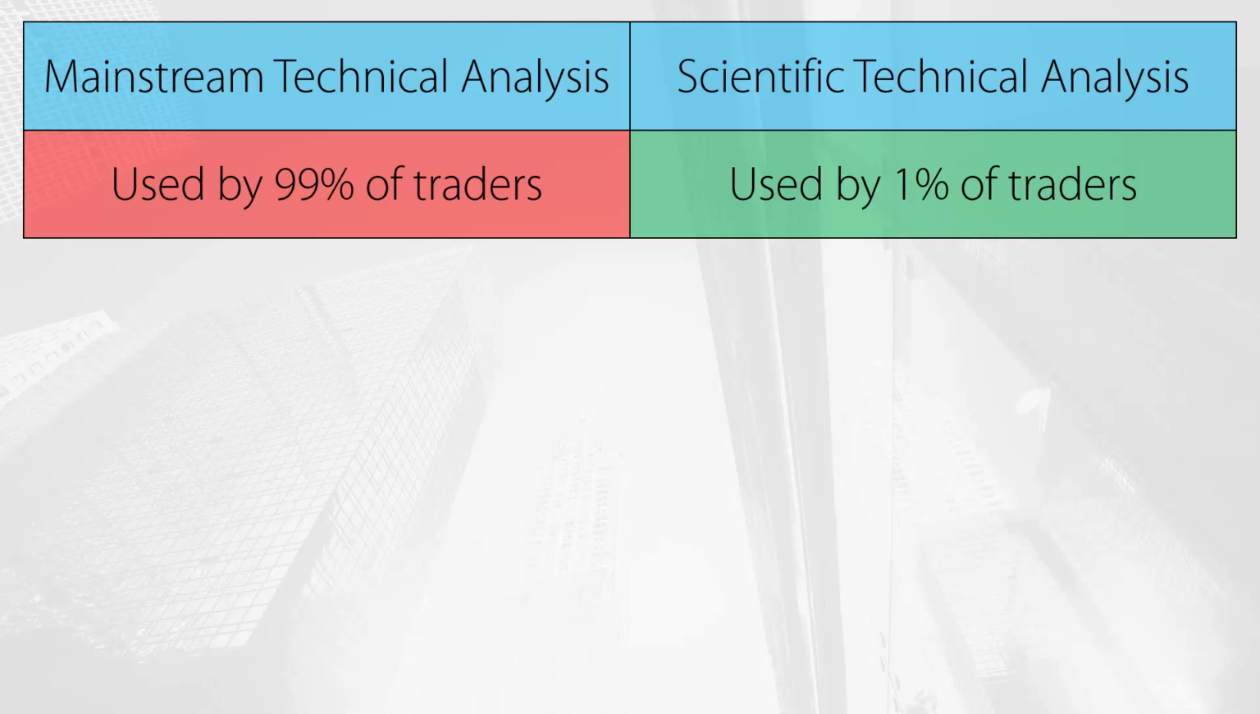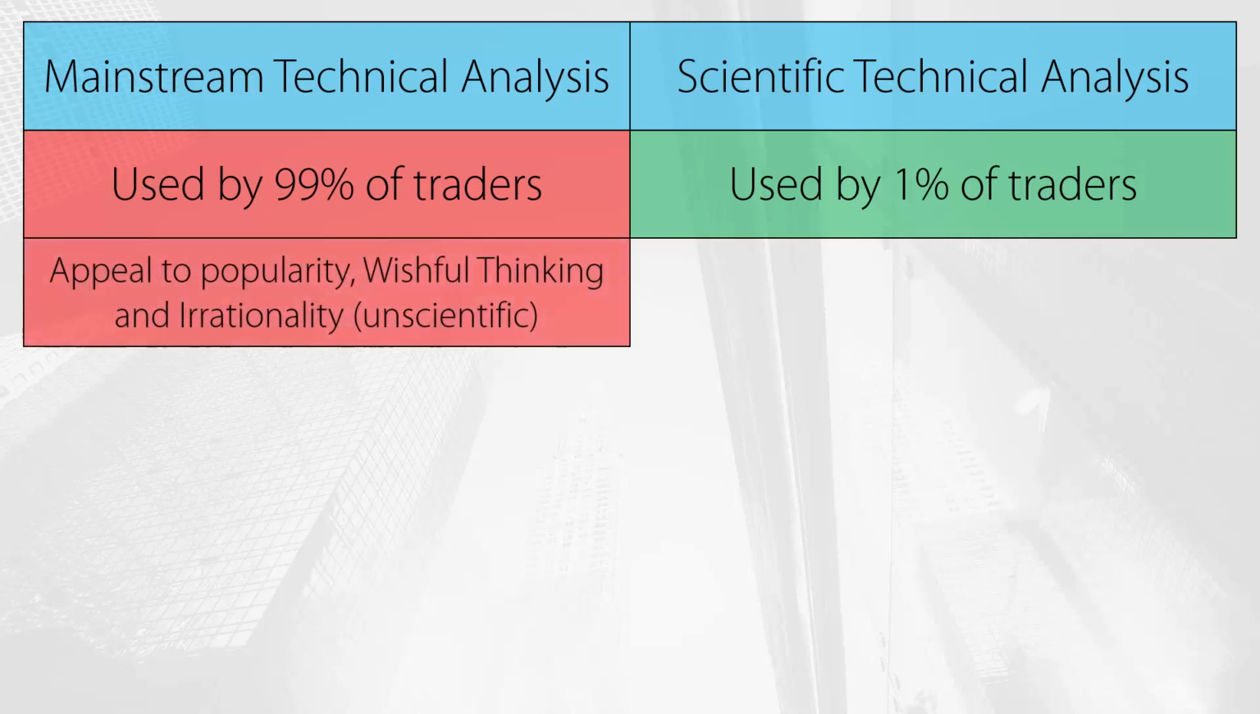The mainstream type uses the appeal to popularity, and it usually grounds itself in wishful thinking and irrationality. In other words, in mainstream technical analysis, your emotional attachment to a tool can usually blind you in regard to the real applicability of that tool. In other words, most of the mainstream type of technical analysis is an unscientific way of seeing the market.